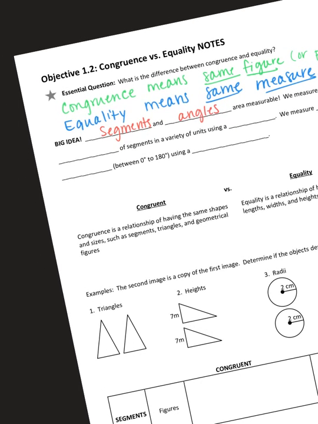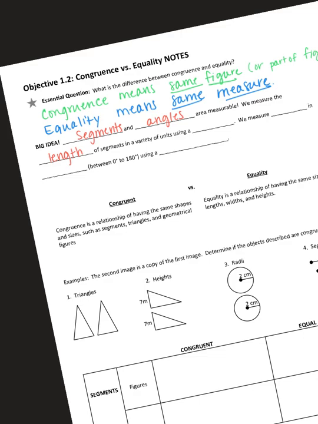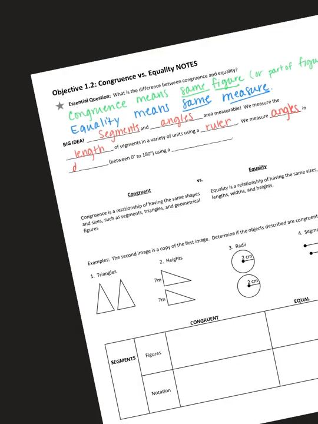So we measure the length of segments in a variety of units, like centimeters, meters, miles, right? The list goes on and on, using a ruler. So the tool that we use is called a ruler. That's where it all started. We measure angles in a unit called degrees, which you're familiar with, using a protractor. That is the tool that we use to measure angles.